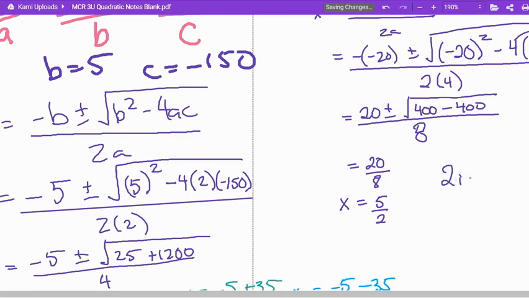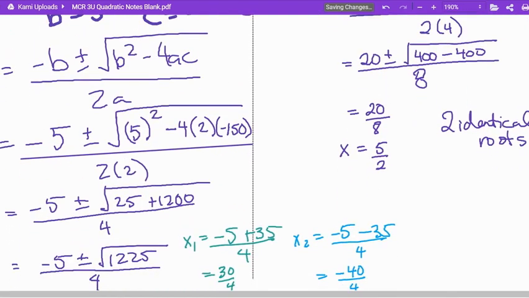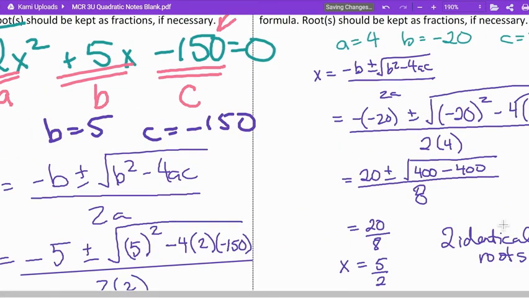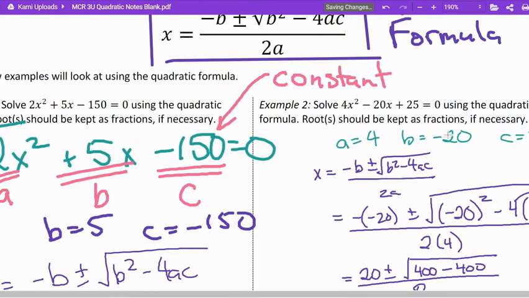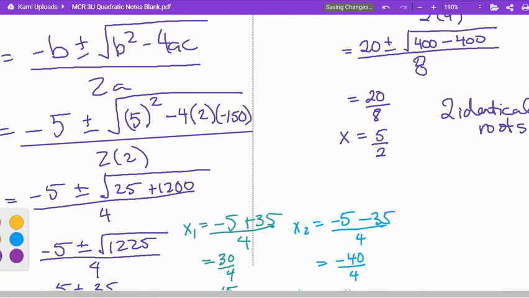So 2 identical real. No, they're not distinct. What is distinct? Distinct means different. So what does that tell me about the parabola? If you have 2 identical roots, yeah? The vertex is on the x-axis. Okay, and is the parabola upside down or right way up? Right way up. How do you know that? Because there's no negative in front of that a. Because A is positive.